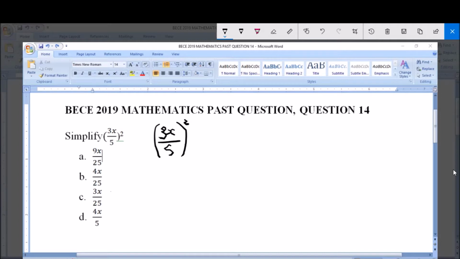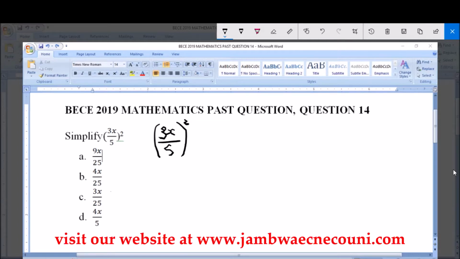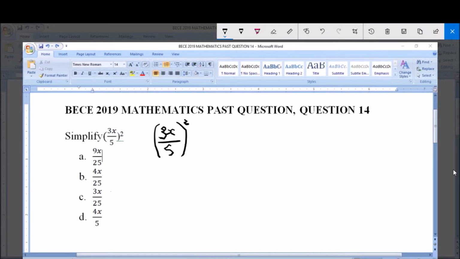Now, what do we have? 3x all over 5 in bracket raised to the power of 2, meaning that everything here in the bracket is raised to the power of 2. Now let's open this bracket and see what we have. Remember, simplification means breaking down to the lowest minimum, to make it more simple, not complex. So now open this bracket, we have what?